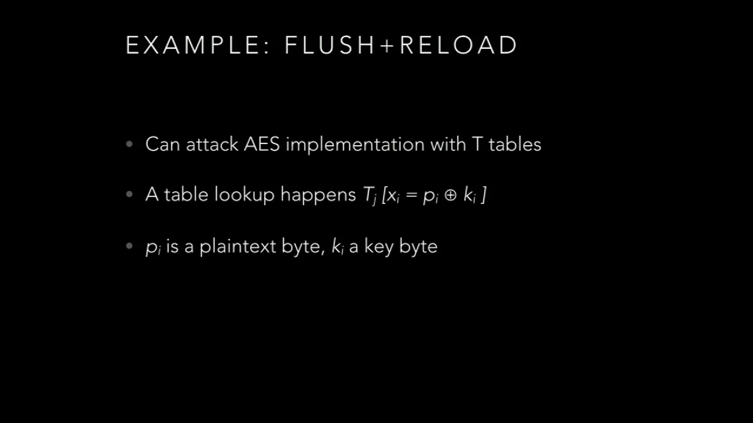So if we know what the plaintext is, which is often the case if we feed the encryptor plaintext that we know, like a known plaintext attack, and we observe where in the table we're seeing these accesses, then by knowing what the plaintext is, we can also figure out which key byte was used to generate that access. So we can compute the key bytes.